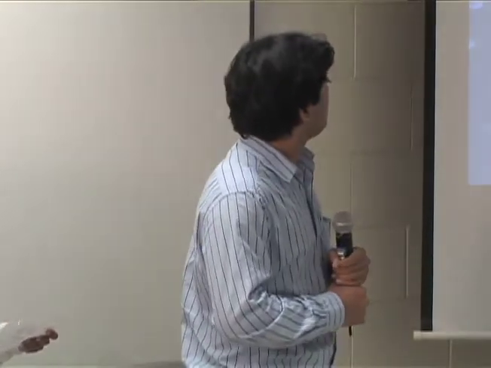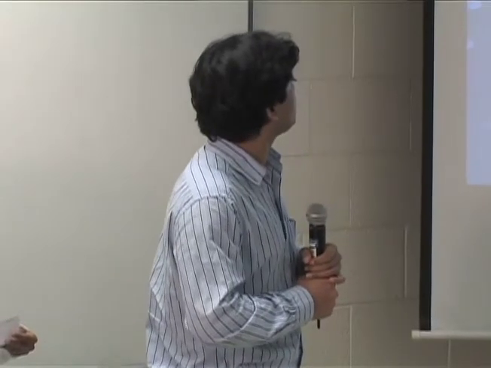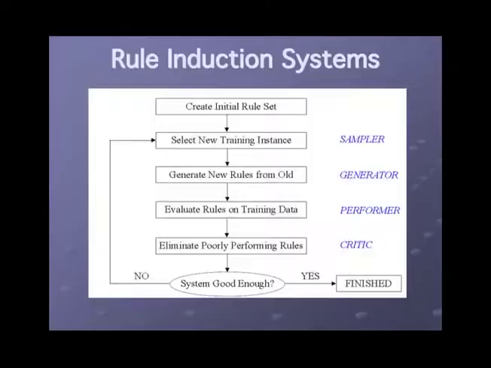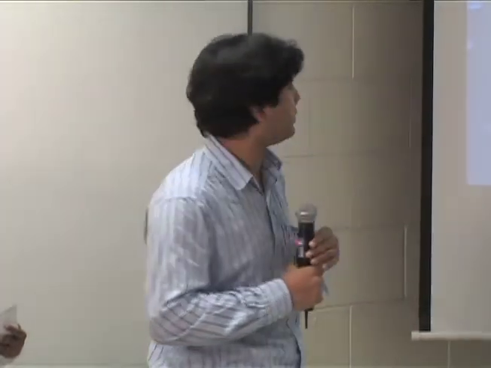Types of learning: we have rote learning, which is like memorization; supervised learning, where we have a set of rules; and unsupervised learning, which is automated learning. And this is a rule induction system. It's self-explanatory. You create an initial set, then you have a training instance. You generate new and old rules, you evaluate, and you filter the rules. If it's good, it'll finish. If it's not good, it'll take you to the second step. It's just a simple flowchart.